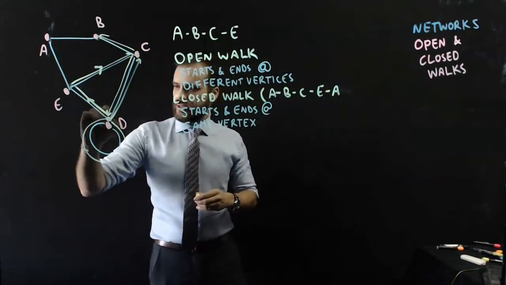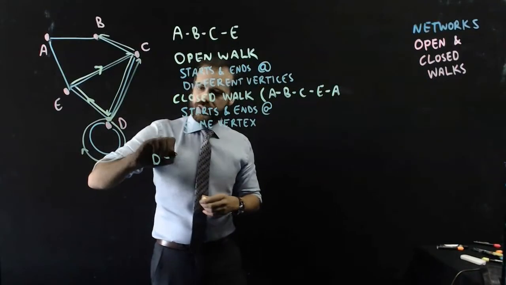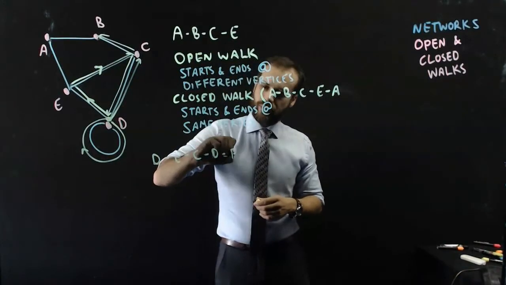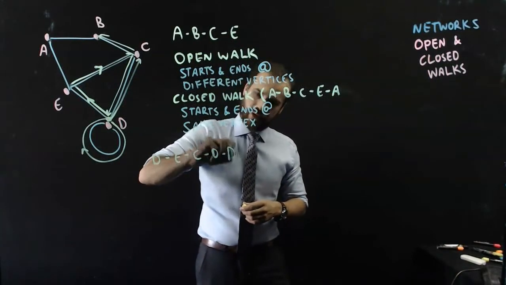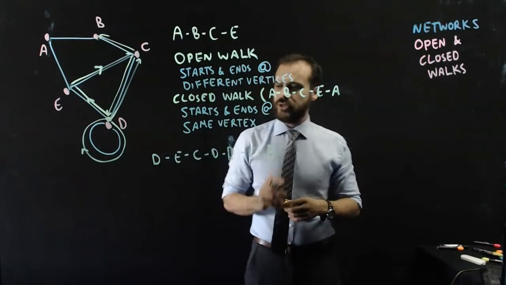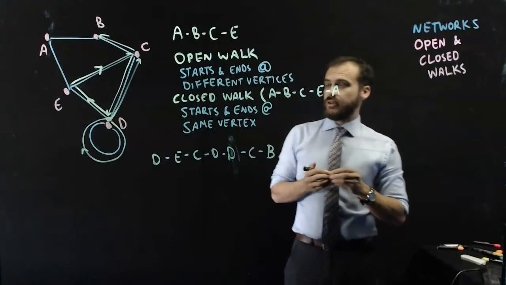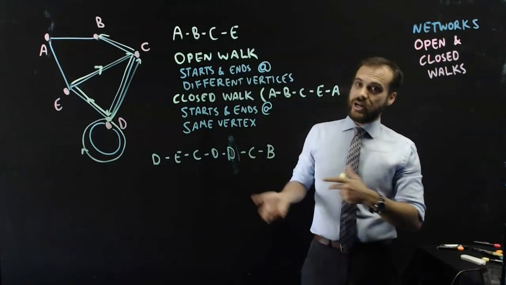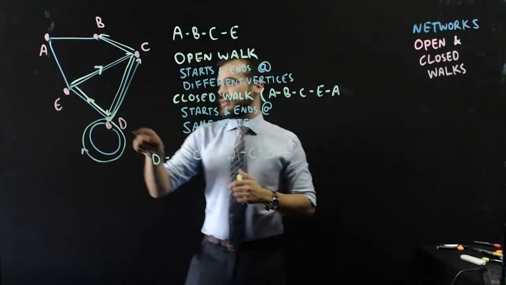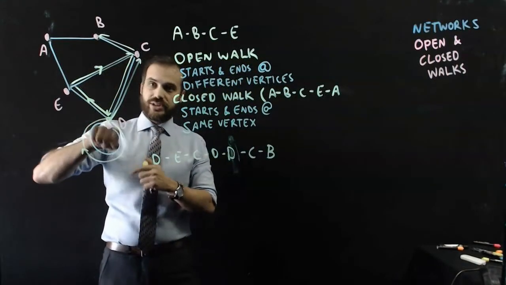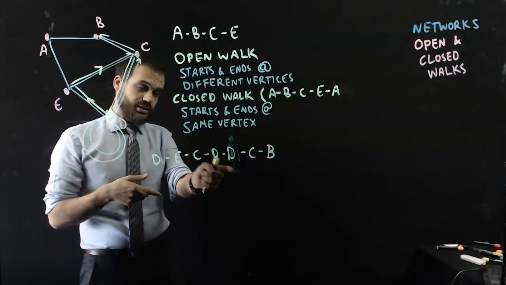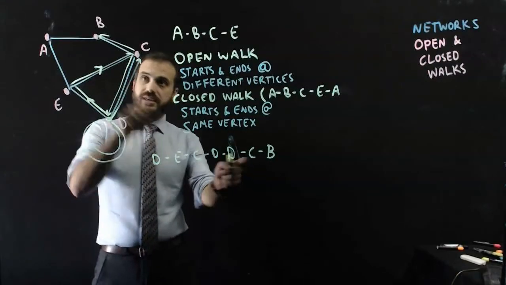So I started at D, I went to E, then I went to C, then I went back to D, then I did the loop, which means I went back to D, and then I went back to C, and then I went to B, and I'm finished. Now, at the moment, that is an open walk because it starts and ends at different vertices. But the thing that I want you to see here is two things. I went to the same vertex a number of times. I went to D, I started at D, and I went back to D twice. I went to C twice.